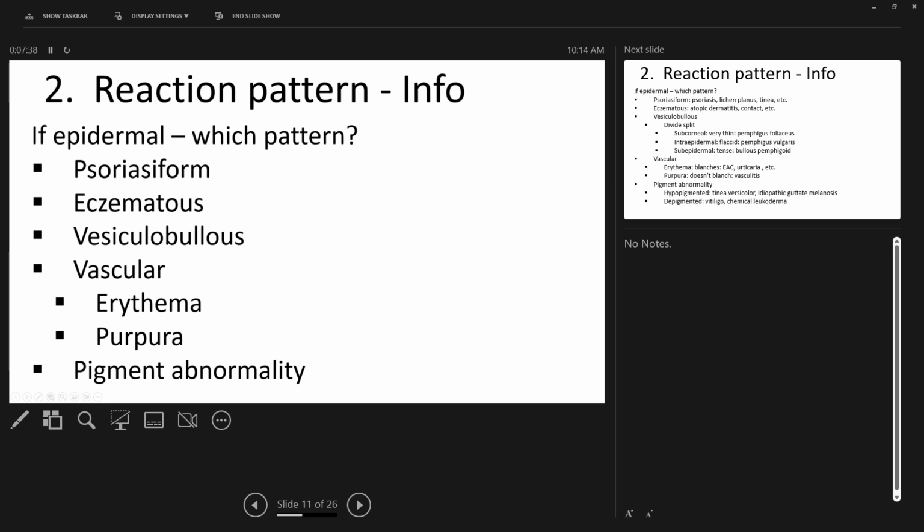So once it's epidermal, divide it into the family that you think it's living in. There's really only 5 families. So is it psoriasiform or papulosquamous? Is it bumpy and red? Is it eczematous, meaning does it look like eczema? Does it have small microvesicles and a lot of serous crust from the spongiosis leaking into the epidermis? Is it vesiculobullous? Are there blisters? Is it vascular? So is there redness, either redness that blanches in erythema or redness that doesn't blanch in purpura? And finally, is there a pigment abnormality?